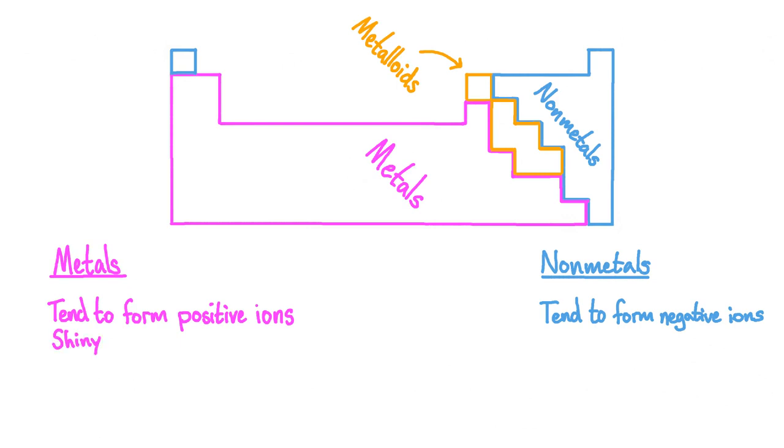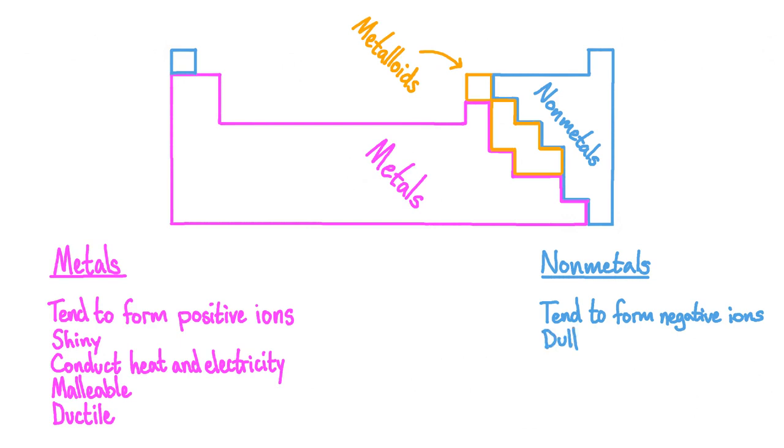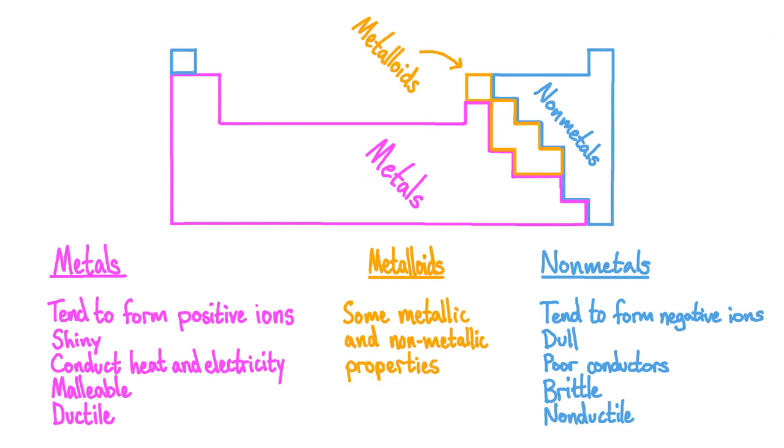In their elemental form, metals are shiny. They conduct heat and electricity. They are malleable, which means they can be formed into a specific shape. And they are ductile, meaning they can be pulled into a wire. Nonmetals tend to be the opposite. They are dull, poor conductors of heat and electricity, brittle, and nonductile. Metalloids have some metallic properties and some nonmetallic properties.